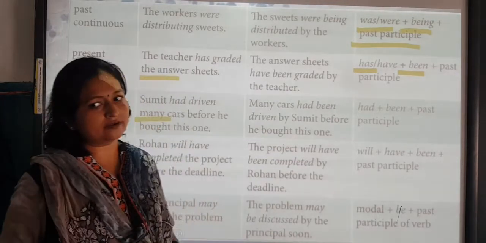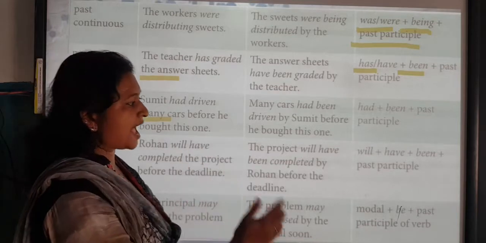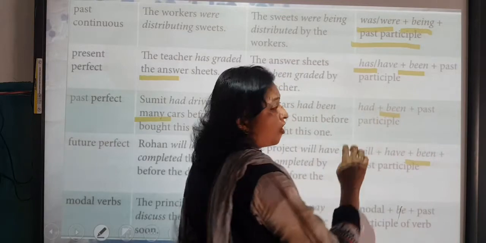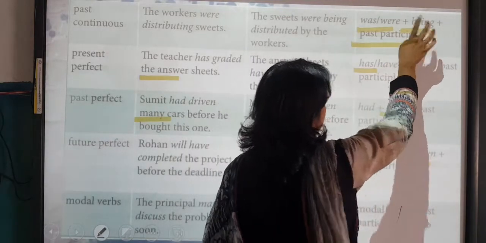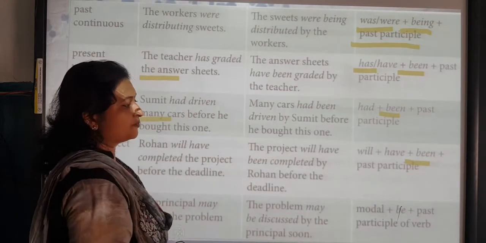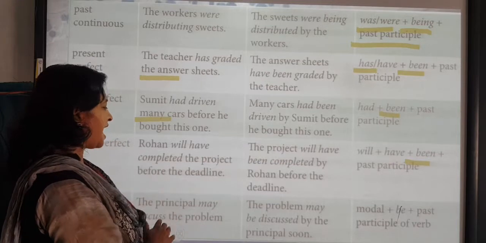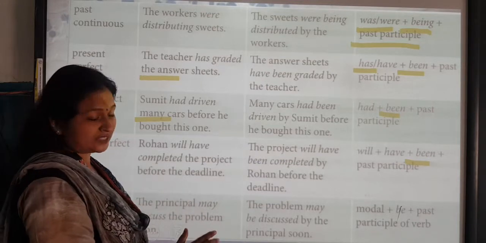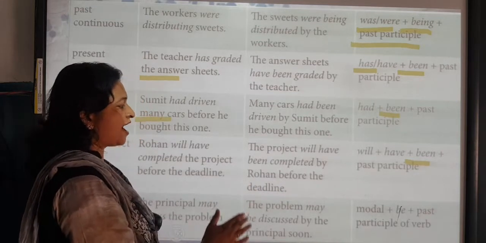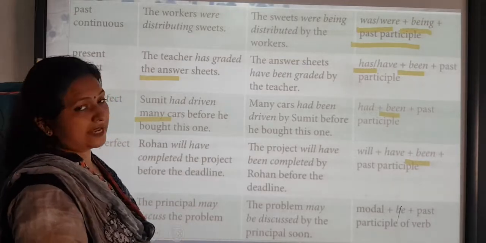Is it clear, children? Future perfect. So will plus have plus been. See, जब भी perfect लगे तो been तो आएगा ही और continuous है तो being, B-E-I-N-G. So rule is will plus have plus been plus past participle. Our example is Rohan will have completed the project before the deadline. So how you write? The project will have been completed by Rohan before the deadline.